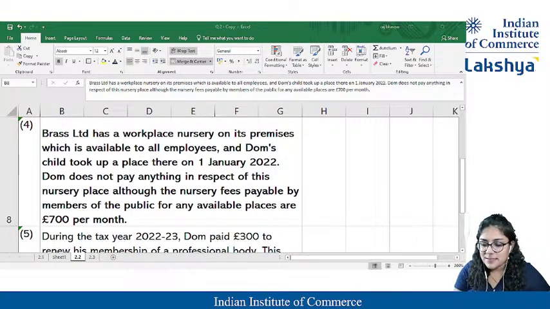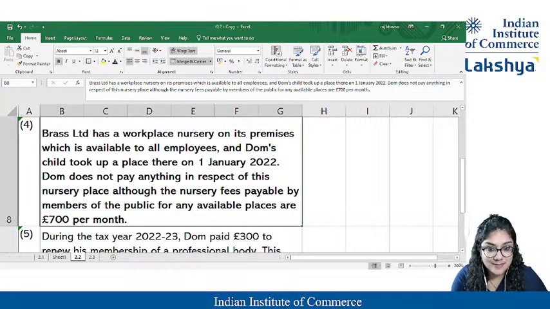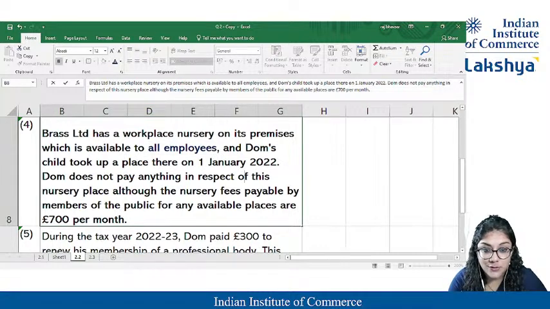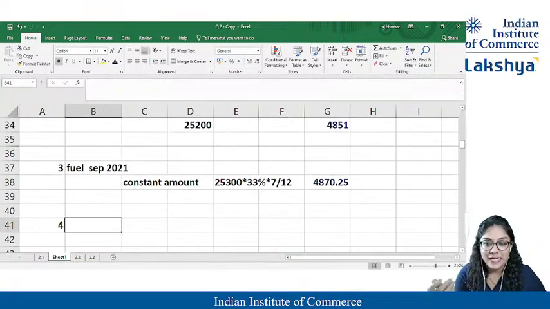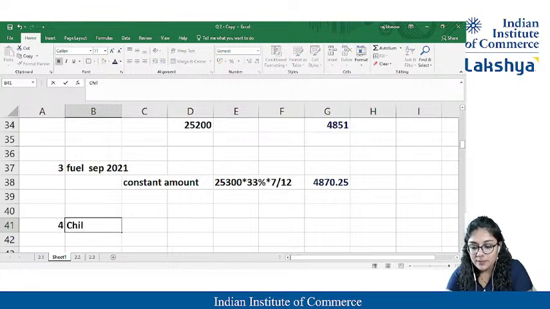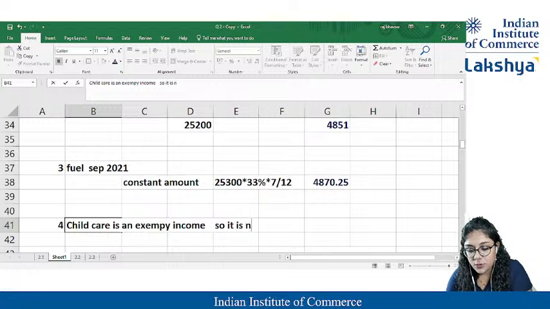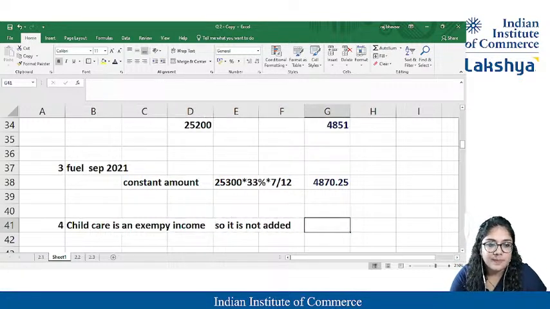So when it is child care, guys, I'll just read it once. Brass Limited has a workplace nursery on its premises, which is available to all the employees. Guys, all means all the employees. Cool. And Dome's child took up a place there on 1st Jan 2022. Okay, Dome does not have to pay anything. And along with that, the nursery fees is also payable, like 700 per month. But then we know any sort of income which is basically because of the child care is exempt. Over here, when this child care situation is an exempt income, in the employee statement it is not going to come, so it is not added. That's all. So nothing is to be added, so it will be zero.